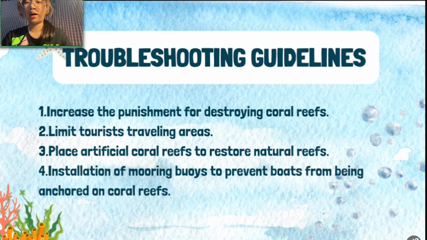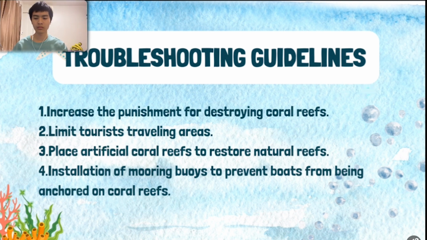So we all know about the water that is not suitable for coral to live. So we have troubleshooting guidelines for you all. First, increase the punishment for destroying coral reefs. Second, limit tourist traveling areas. Third, place artificial coral reefs to restore natural reefs. And the last one, installation of mooring buoys to prevent boats from anchoring on coral reefs.